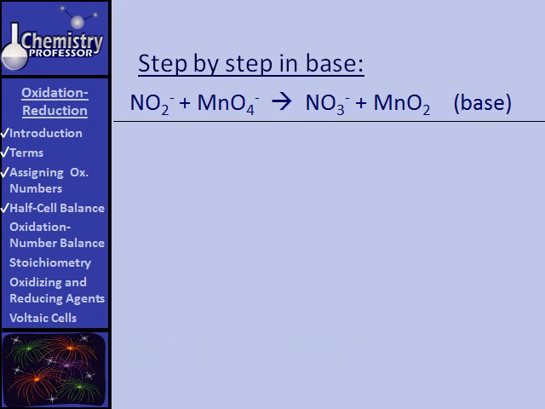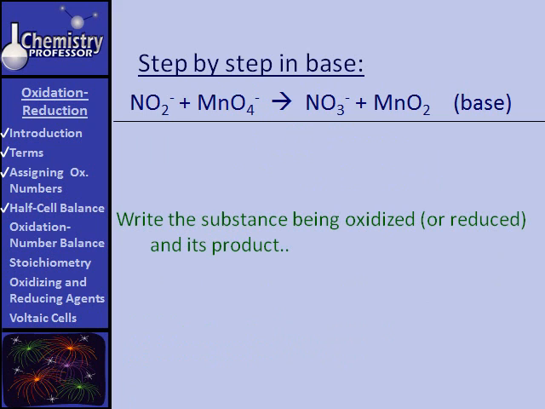Step-by-step in a base is very similar to step-by-step in an acid, but there are some significant differences. All right, let's walk it through. You can choose either one of the half cells. It doesn't matter which one you want, but you need to choose one of them. So, whichever one, I'm going to use this one. I'm going to use the nitrite ion going to the nitrate ion.